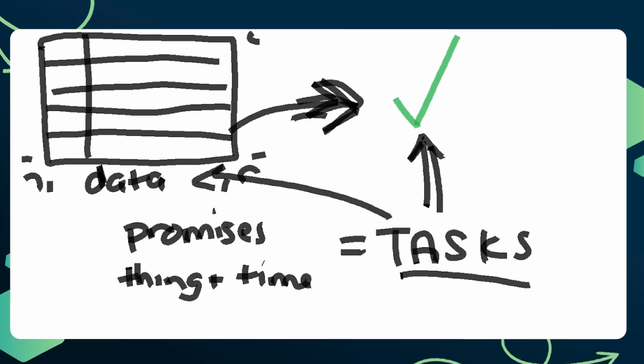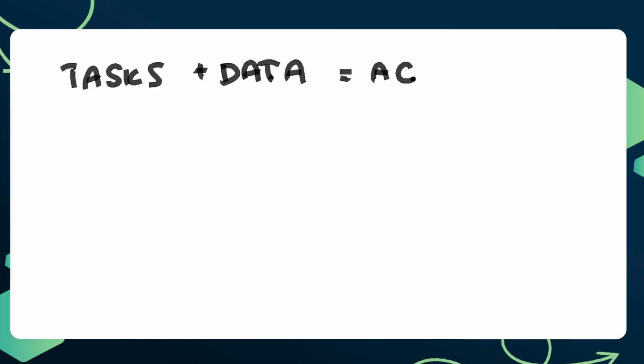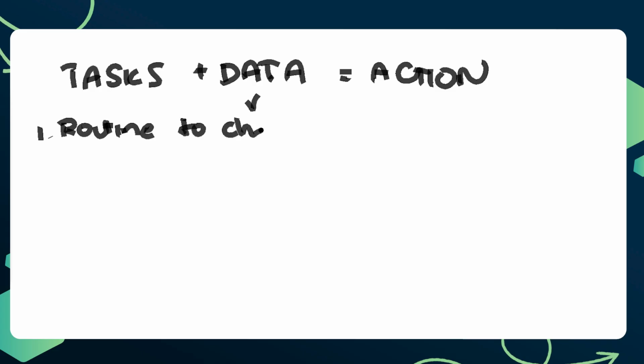Oh my gosh, this whiteboard is so messy. But messy whiteboard aside, the question now becomes, what tasks do we need to make sure that this data is used to create action? So in terms of tasks, there are two that I think are going to be useful for me. Number one is going to be a routine task to check for interactions.